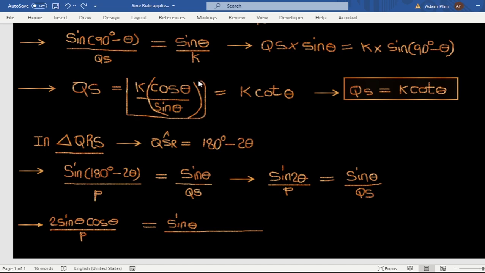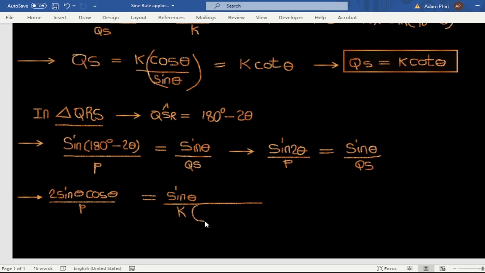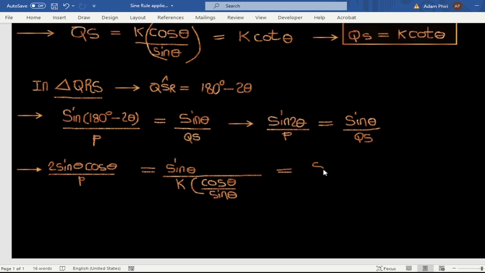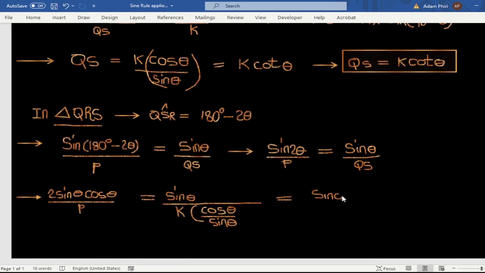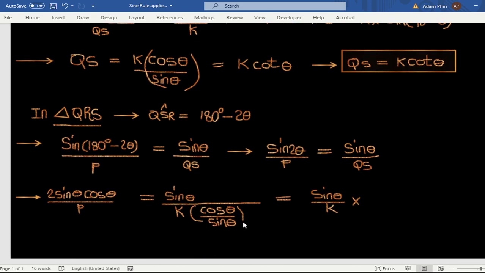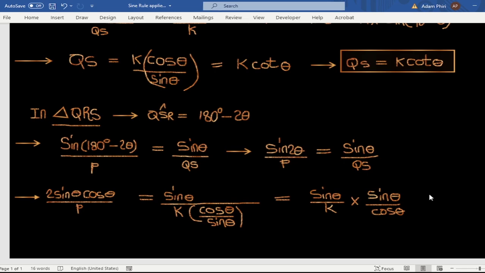So remember what QS is. QS is K multiplied by cos theta over sine theta. So we put K there, cos theta over sine theta. That's a fraction, so that will give us sine theta all over K multiplied by, we invert the fraction, the numerator becomes the denominator and the denominator becomes the numerator, so that would be sine theta over cos theta.